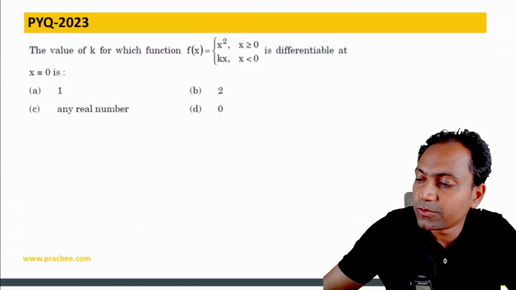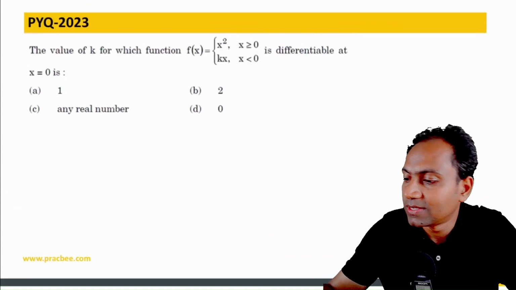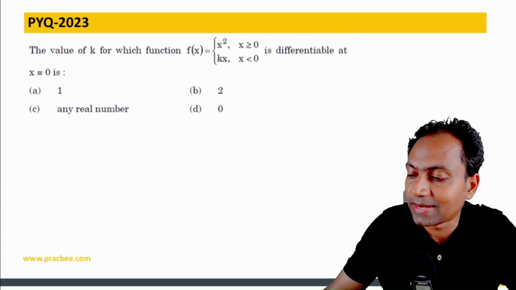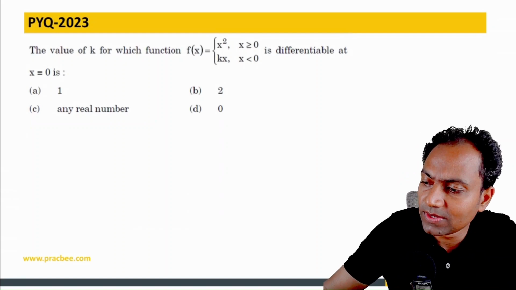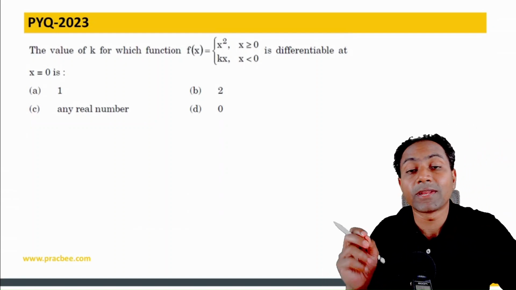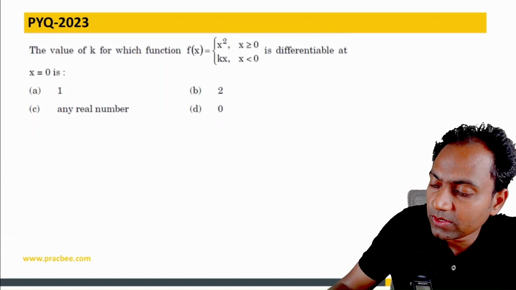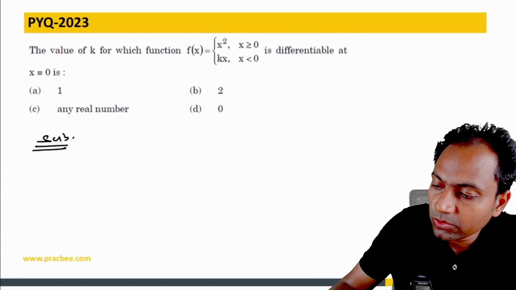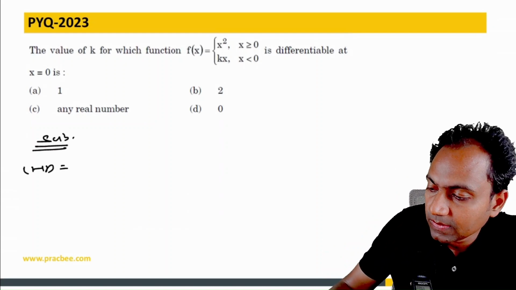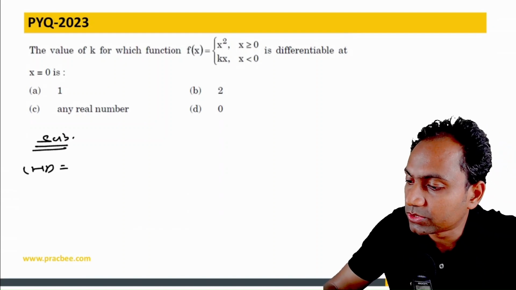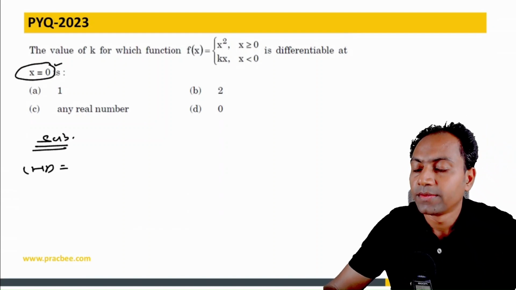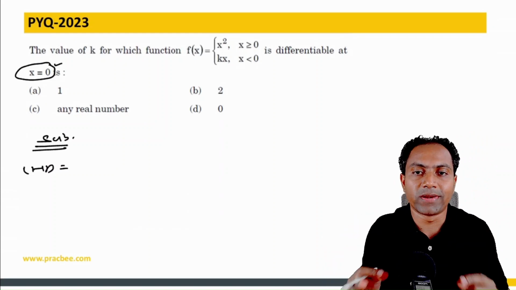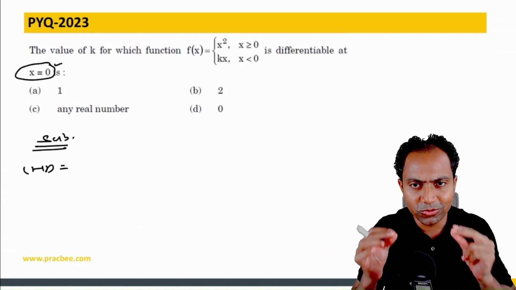So if I look into PYQ 2023, a question came and says the value of k for which this function is differentiable at x equal to 0. Now, first I will tell you the subjective approach, and then I will tell you the objective approach. If I look into the subjective approach, how does it look like? We are going to find LSD at x equal to 0. They have also given us the point. So earlier continuity and here differentiability, both we are checking on a point. This is a very important idea that you need to note.